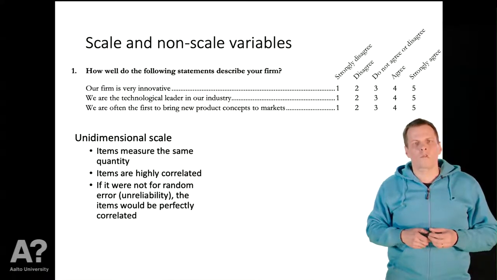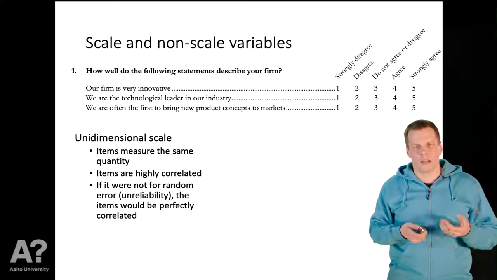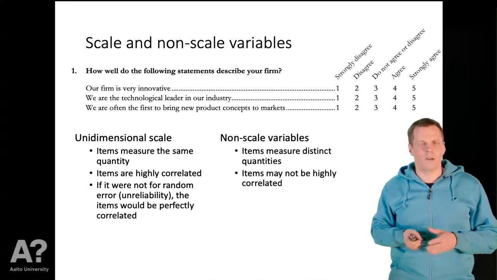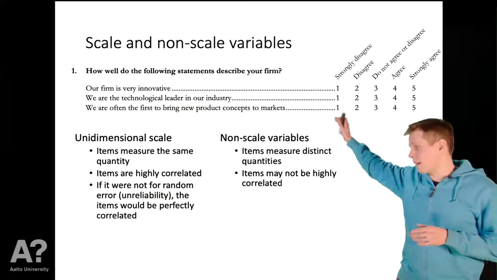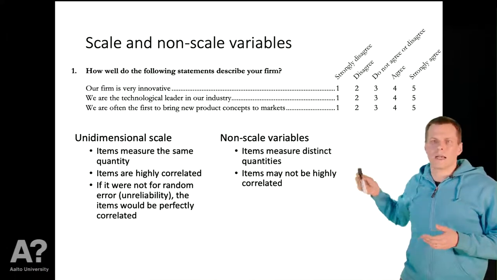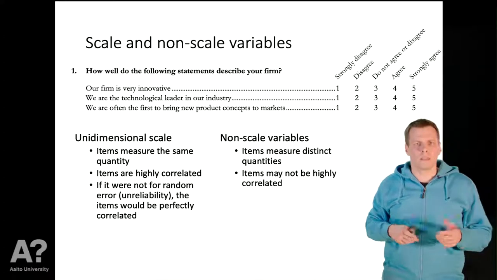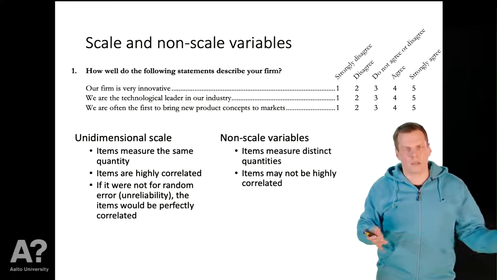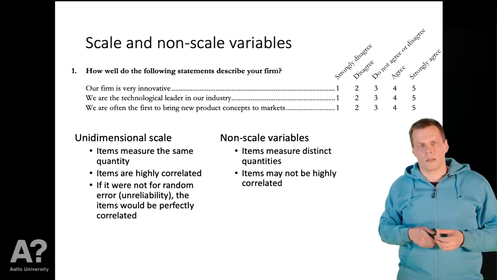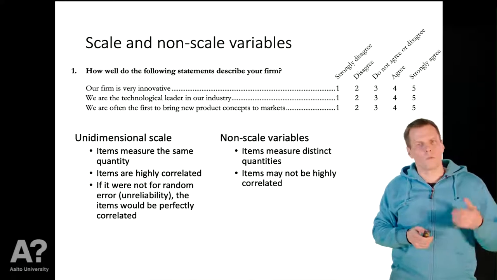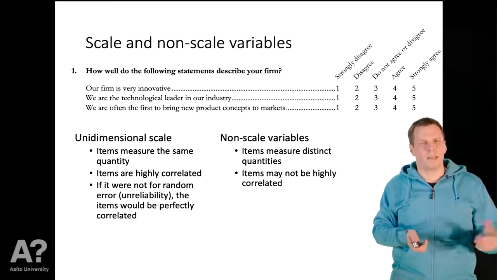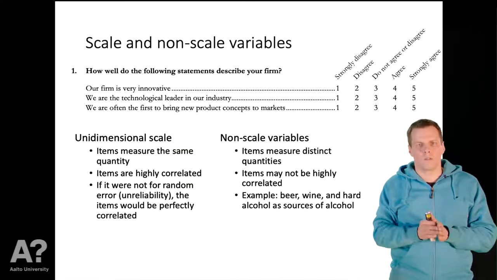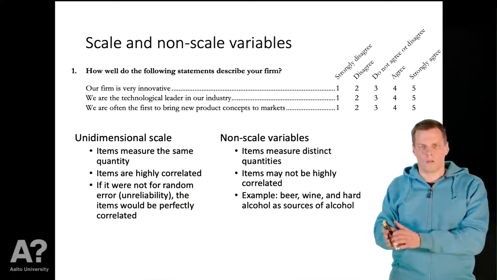There are, of course, variables that don't follow these assumptions, so I call them non-scale variables. All other variables that are not scale variables are non-scale variables. Items could be measuring distinct quantities, for example, a person's height or weight, and items may or may not correlate highly. Typical examples of useful non-scale variables where we would make an index are alcohol consumption. The alcohol consumption is the sum of the amount of beer, wine, and hard liquor that you drink.